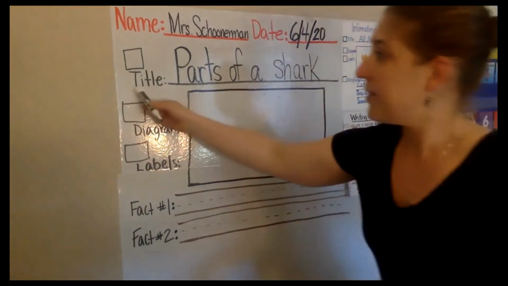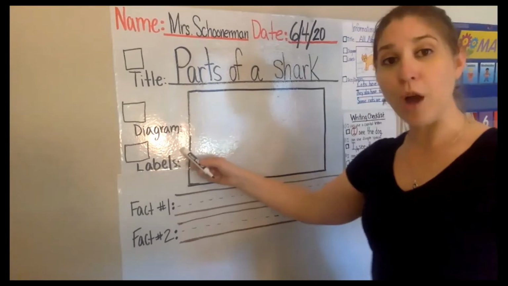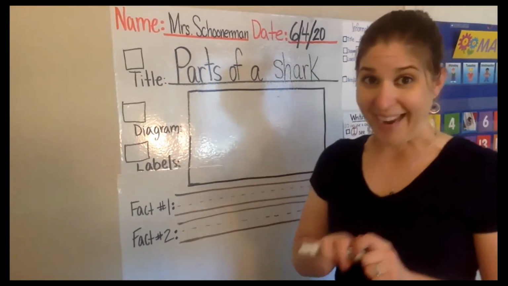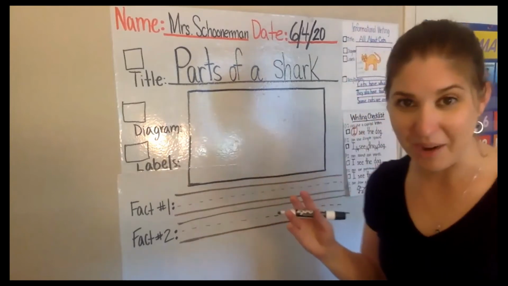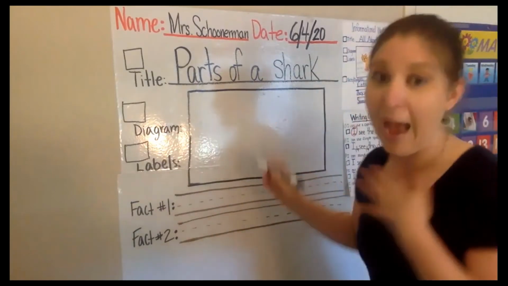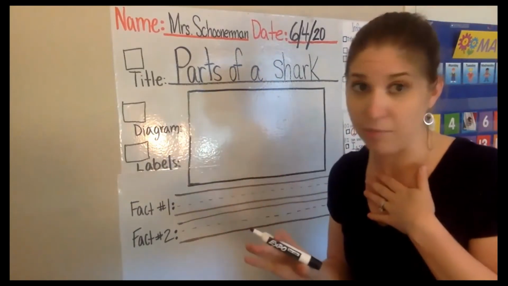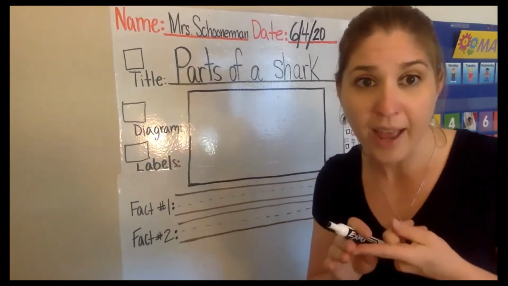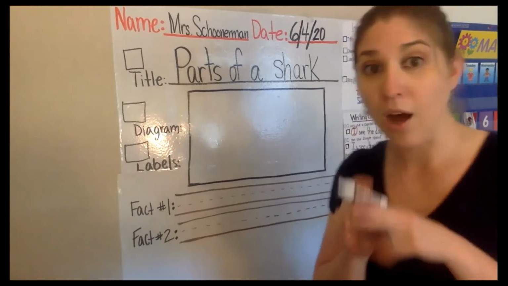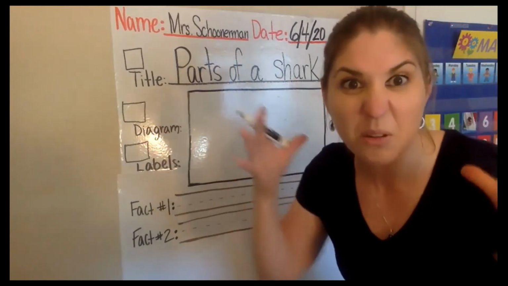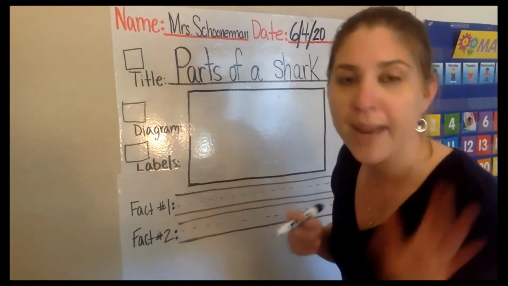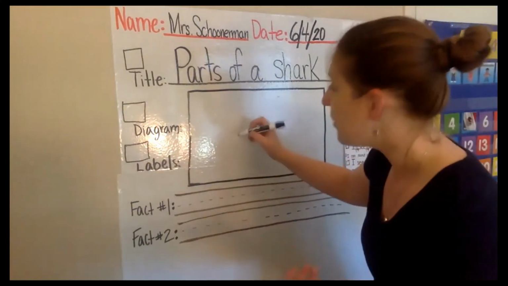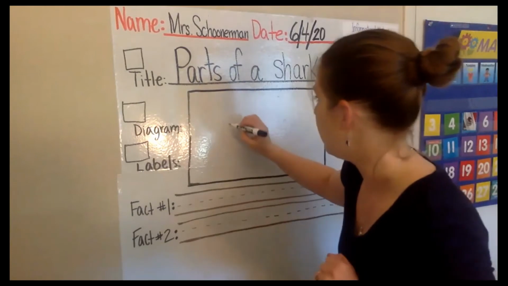Now, we did the title. Now we're going to draw the diagram. We're going to draw the picture of a shark. Your shark, you know, if you want to draw a hammerhead shark, you go right ahead. If you want to draw a big killer shark, a great white shark, you go ahead. Any of the kinds of sharks that you know, you draw that. I'm going to try to draw any old type of shark.